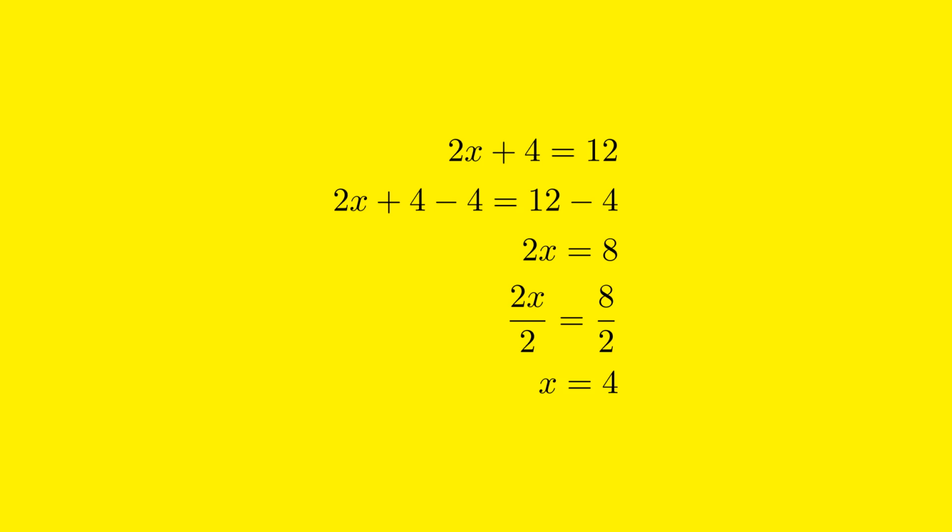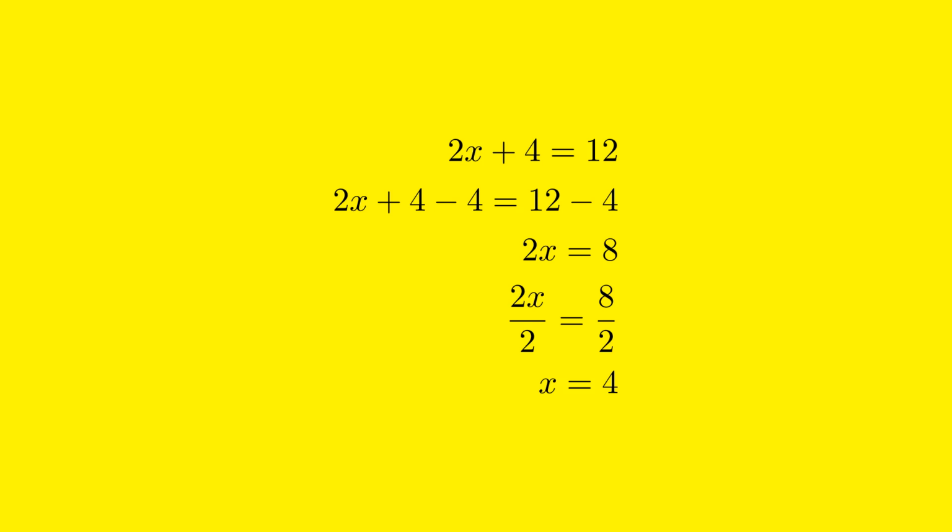Let's divide the left side by 2. This leaves us with x because 2 divided by 2 is 1, and 1 times x is just x. On the right side, we divide 8 by 2, which simplifies to 4. So x equals 4. This is the final step, and we have solved for x.